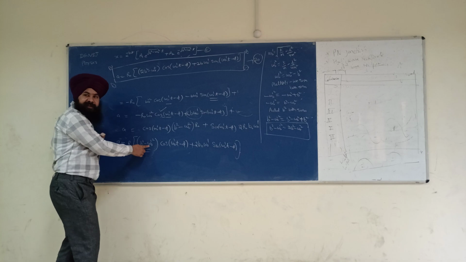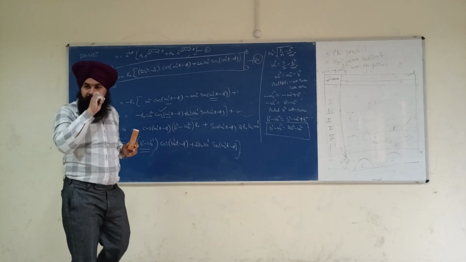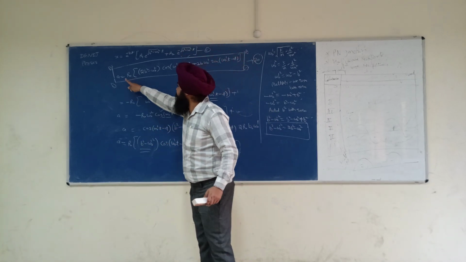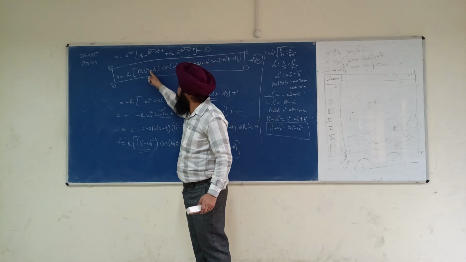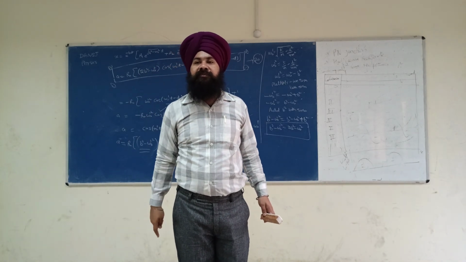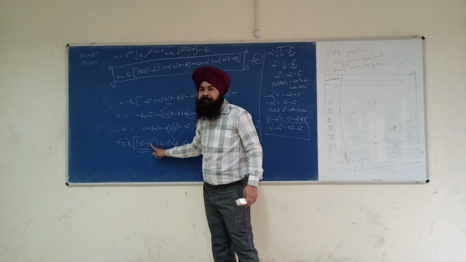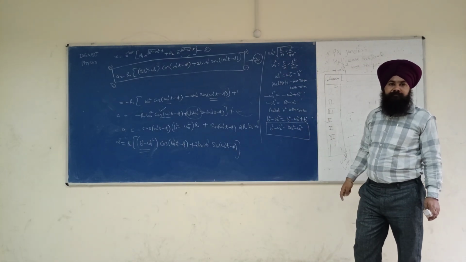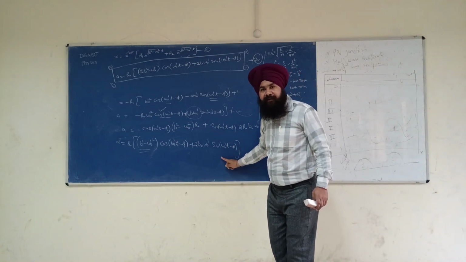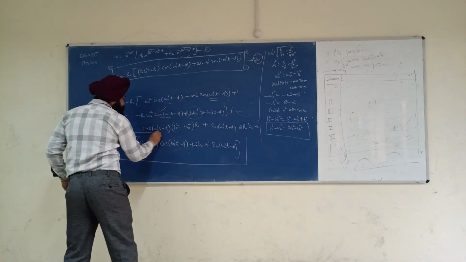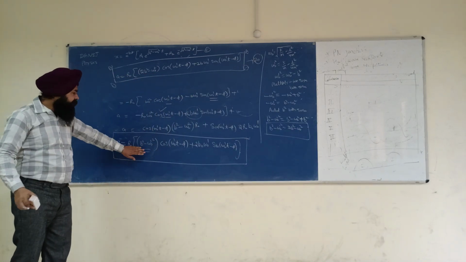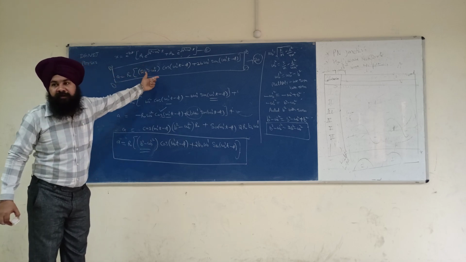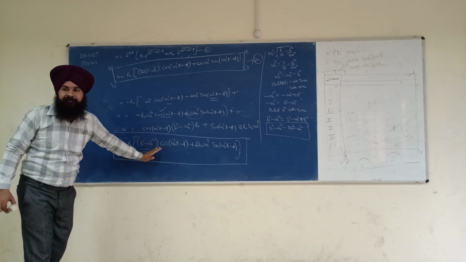See, this contains omega naught prime, but I want omega naught, because omega naught is the frequency of the undamped oscillator. I have converted the acceleration in terms of the frequency of the undamped oscillator. I basically replaced omega naught prime by omega naught. That is why we have done this step. Otherwise, this is also okay. You can end your answer right here, but this is the acceleration in terms of omega naught. This is the only difference.